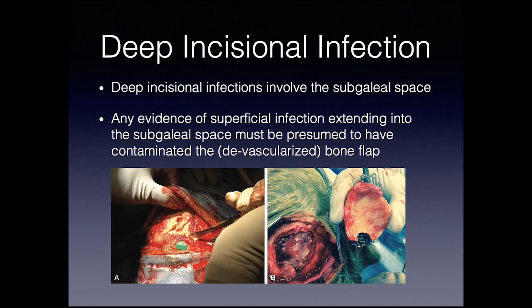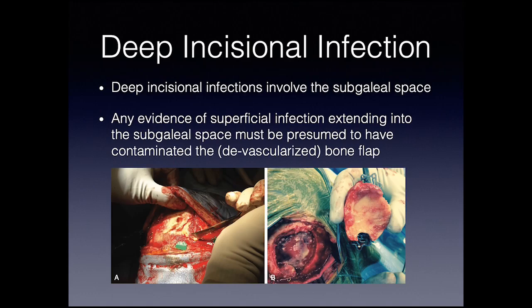In this photo, you can see spread of infection to the underlying bone flap with erosion and adjacent purulent material in the epidural space. The figure on the right shows gross contamination of the undersurface of the devascularized bone flap.